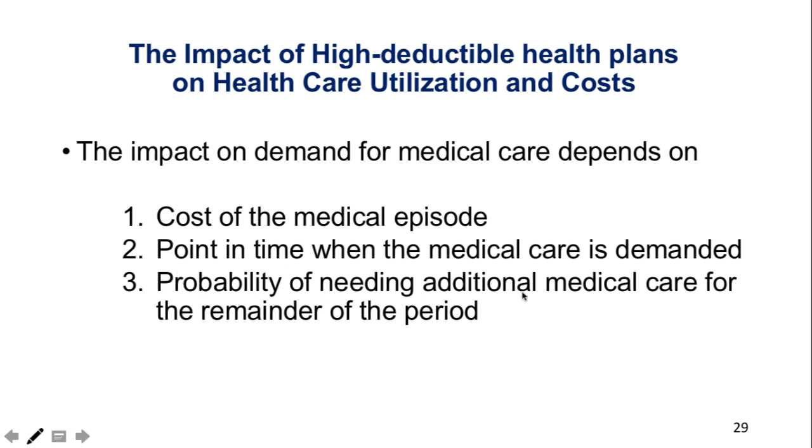The probability of needing additional medical care is very important as well. If I suffer from diabetes and I know that I'm going to use my health insurance frequently, then the $2,000 deductible is not important compared to the probability of needing this additional medical care. So these are all important factors affecting the demand for medical care.